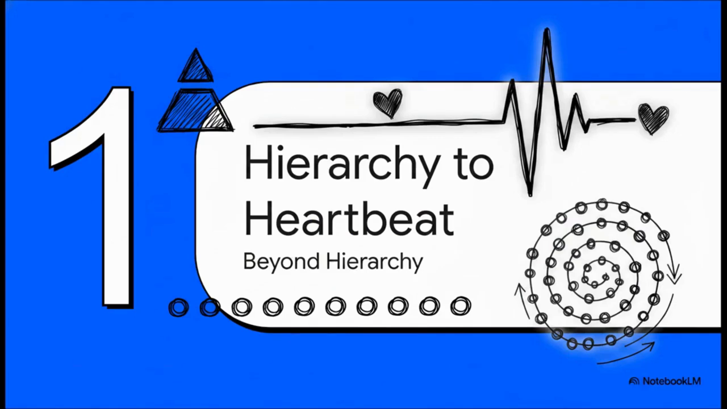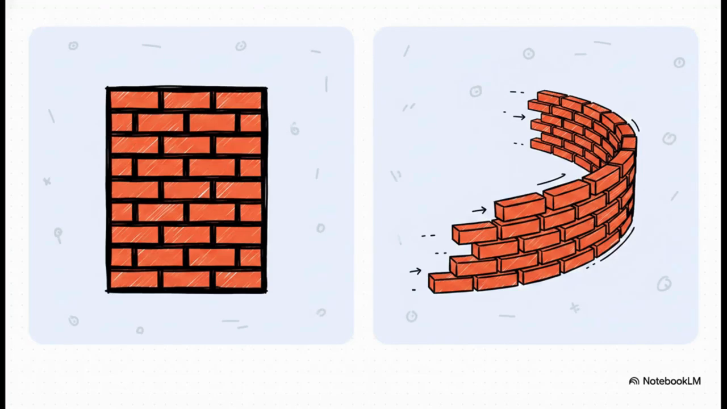Section 1. Hierarchy to heartbeat, the foundations of flow. Right, so before we can truly get rhythm, we've got to grasp the critical difference between just repeating things over and over and actually creating meaningful movement. Look at the left side here, repetition. Simply put, repetition means taking the exact same visual element and just using it multiple times within your design. It's the anchor. It gives you consistency, unity, and a sense of familiarity. Without it, a design can just feel, well, totally random and disconnected.